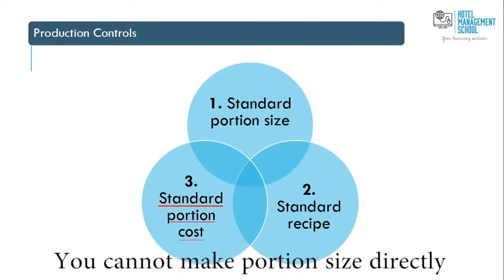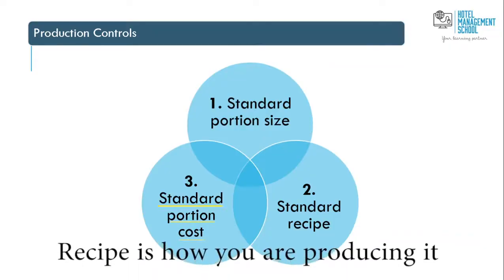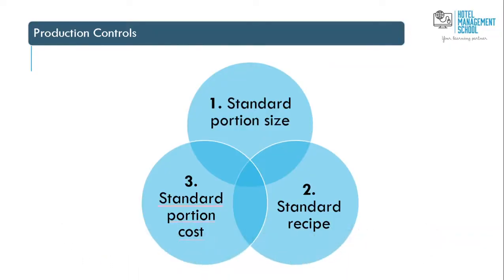You cannot make the portion size directly. If your portion size of your fried rice is only this ball, can you make this ball? Cannot, right? Normally you make more and then serve the standard portion. Sometimes you cannot make only one; sometimes you need to make 5 portions as a minimum. So the recipe is how you are producing it. Sometimes you need to make 5 portions, sometimes 10 portions at one time. But you are selling only one portion, right?